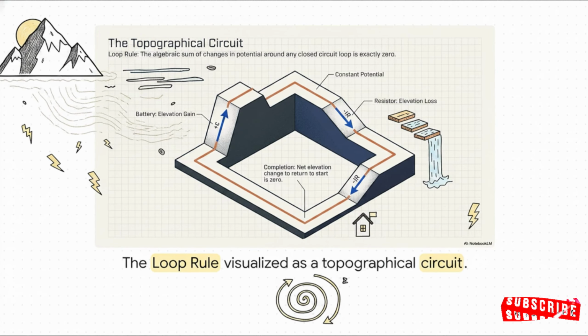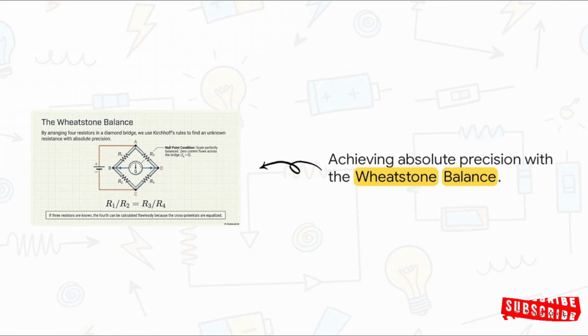I absolutely love this topographical metaphor. To intuitively grasp the loop rule, imagine your circuit is a map. The rule states the algebraic sum of changes in potential around any closed loop is exactly 0. Think of the battery as a steep mountain, a big elevation gain. As the current travels along the constant potential wire, it's just walking on a flat plateau. Then it hits a resistor, which acts as an elevation loss. By the time the current completes the loop and returns to the battery, the net elevation change must be 0. You literally always end up exactly back at your starting altitude. Energy is perfectly conserved.